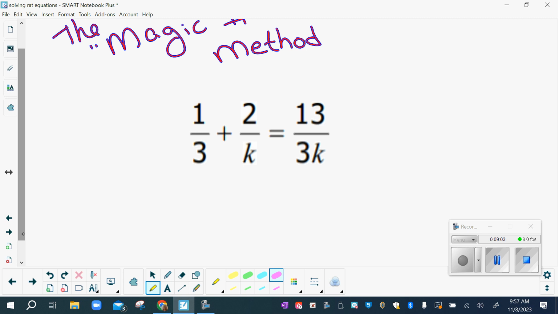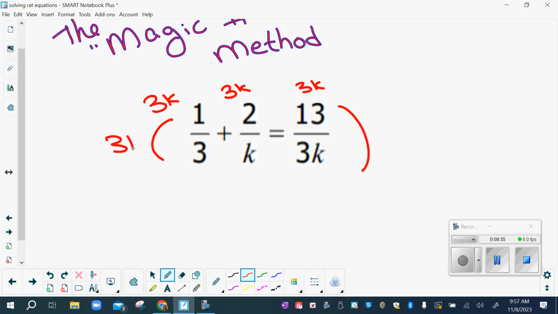So here's what I'm doing. I need something that's going to have a 3 in it, someone with a k in it, and someone with a 3k in it. So watch what I do. I'm going to give each of them a 3k. Now, I'm going to tell you what some of your Algebra 2 teachers did last year, and what the answer key I put on your desk does. They write a parenthesis and put the 3k like this. And I'm going to tell you why I don't do that.